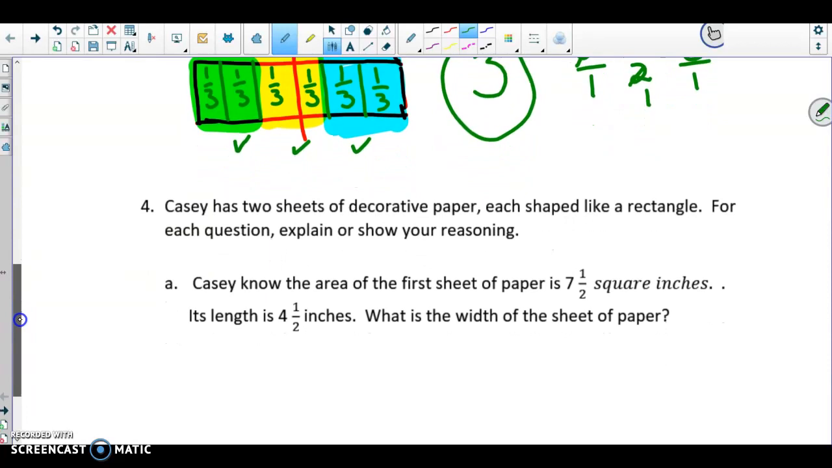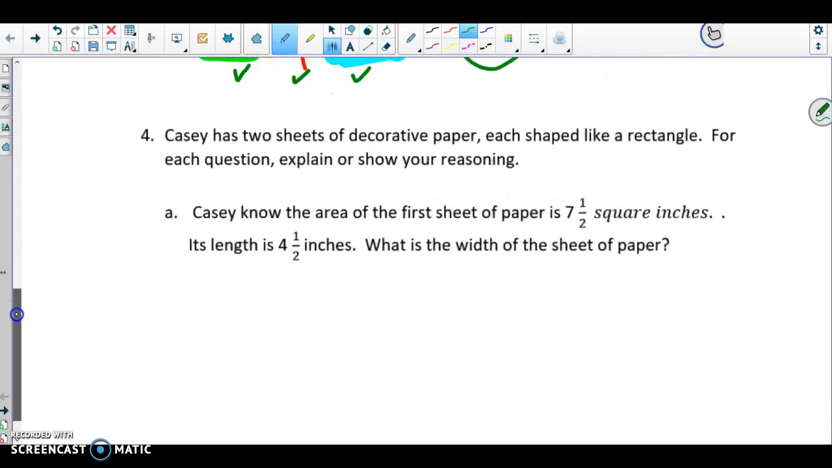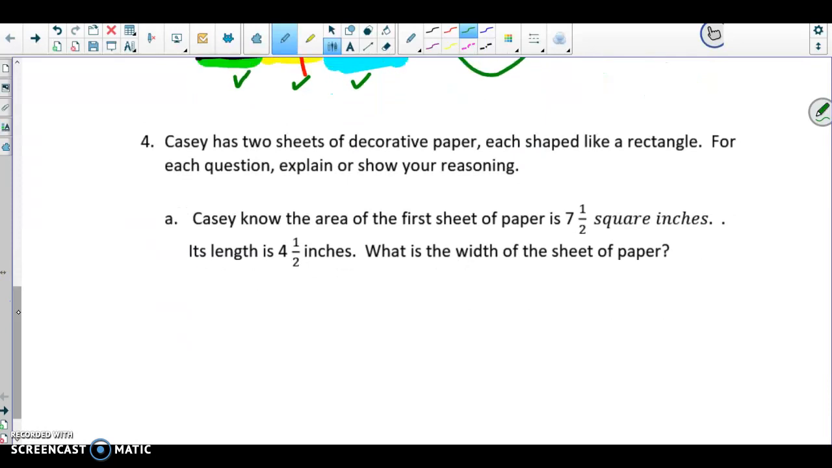Number 4, Casey has 2 sheets of decorative paper shaped like a rectangle. And for each question, explain or show your reasoning. So Casey knows the area of the first sheet of paper is 7.5 square inches.